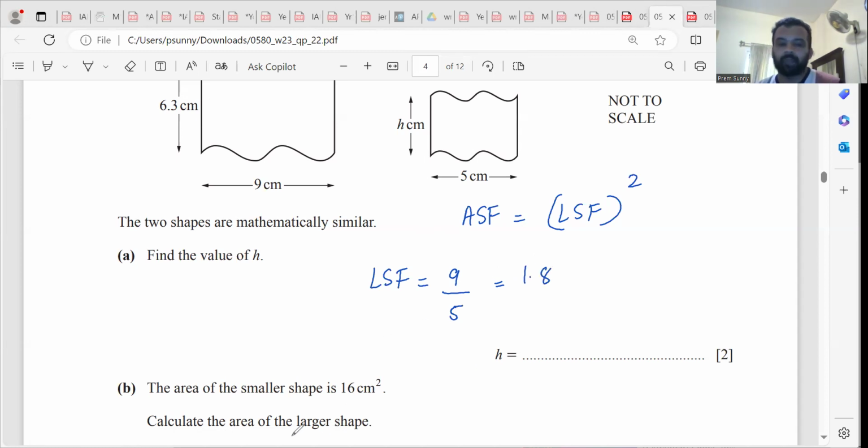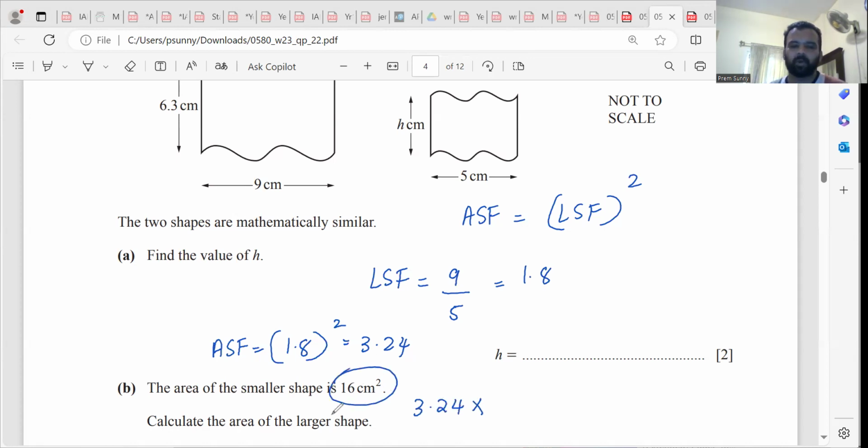But I'm finding the area, so what we need is the area scale factor, which is the linear scale factor squared. The linear scale factor is 1.8, and 1.8 squared is 3.24. Once you find the area scale factor, you multiply it with the area of the smaller shape, which is 16. That gives us the answer 51.84 centimeters squared, because it is an area.